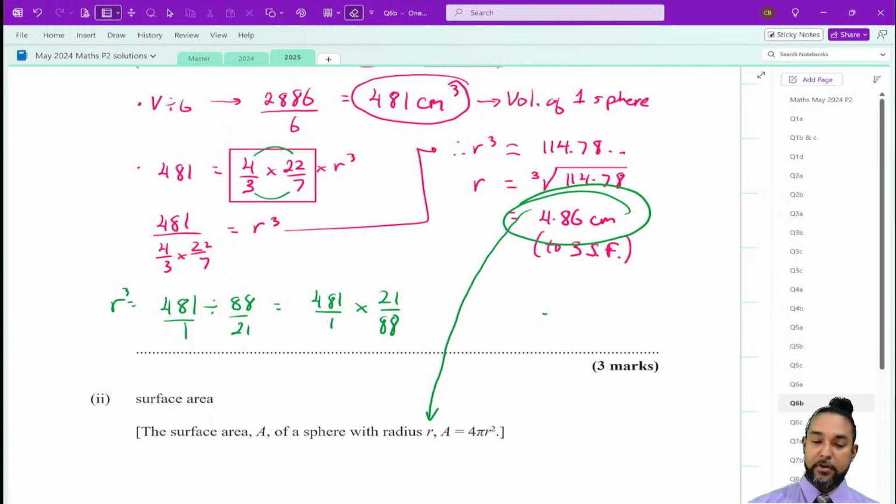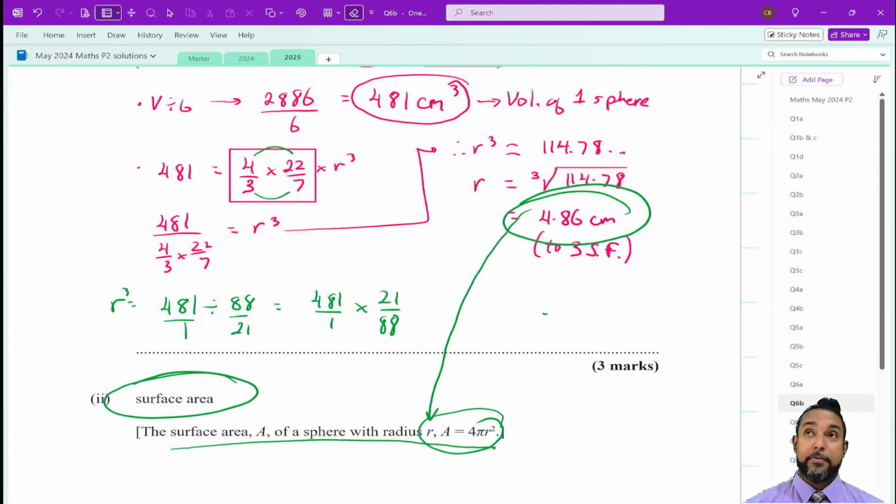They want the surface area. The formula is here. That's why you had to find the radius. They don't usually do this, to be honest. Most times the formula is in the front.